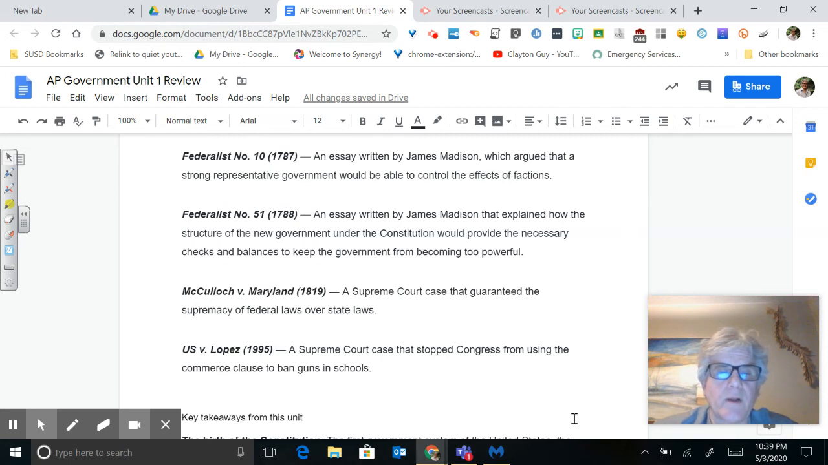So the first one, McCulloch versus Maryland, basically validated the use of implied powers. U.S. versus Lopez says Congress did not use the Commerce Clause correctly.